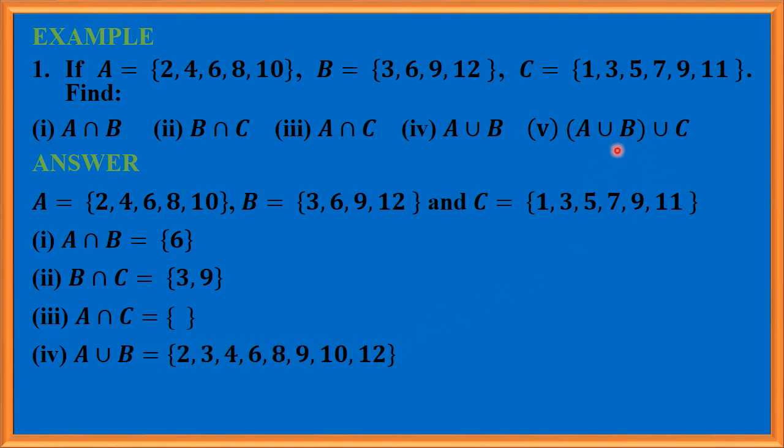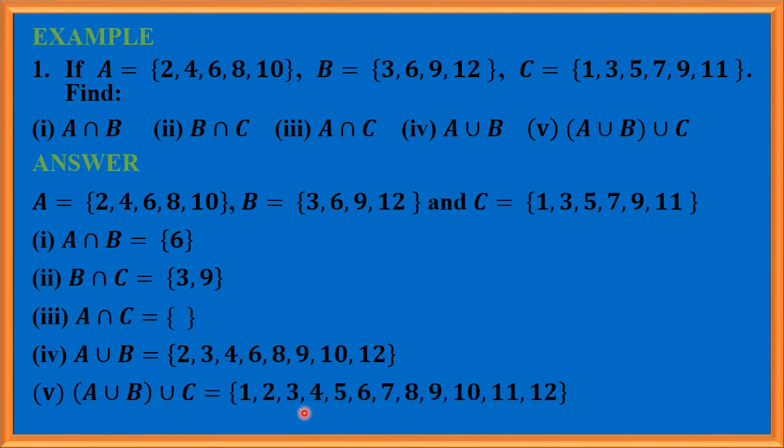Then to find A union B union C, we have A union B already here. Then union C means we should add the elements of C. So A union B union C will be equal to 1. We have 1 here. Then 2, 3, 3 there. We have 4, 5, 6, 7, 8, 9, 10, 11, and then what? 12. This contains elements in A union B and elements in C. So combine them without repeating the elements.